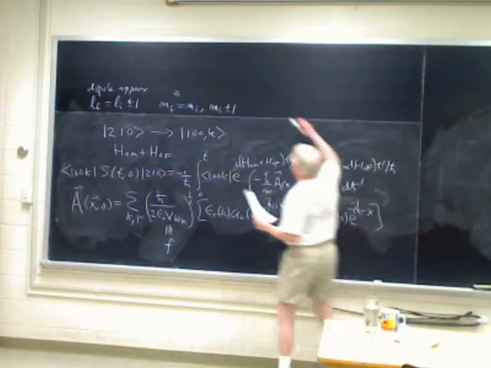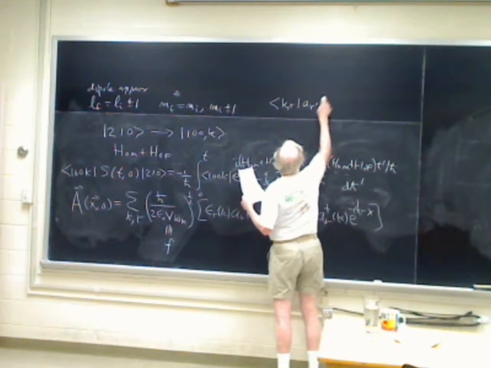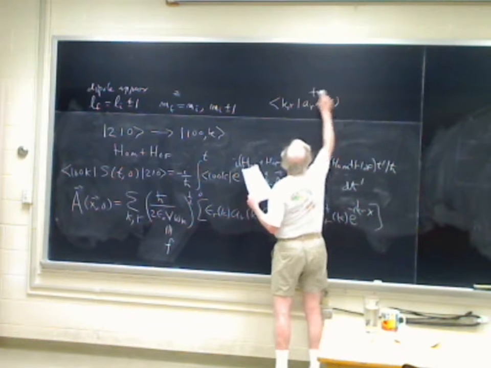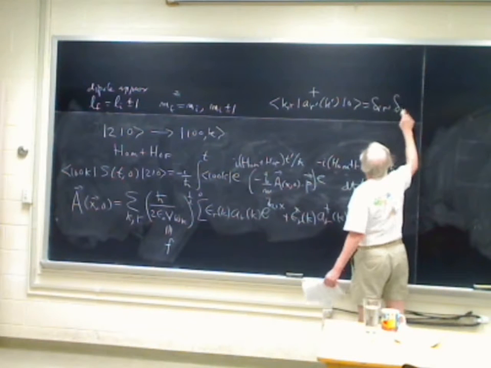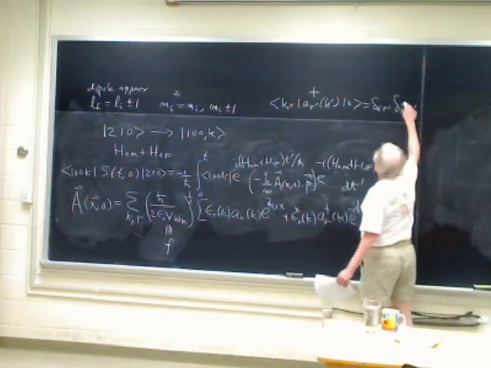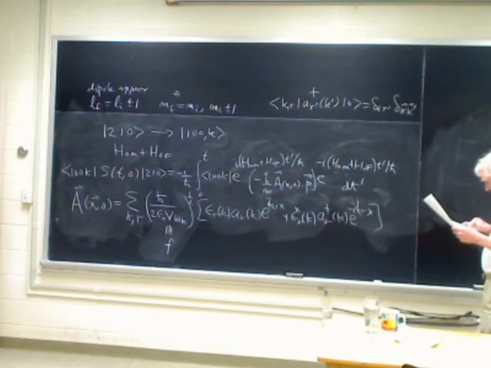Now remember, the annihilation and creation operators are such that this matrix element is delta r, r prime, delta k, k prime, and it's a Kronecker delta because we have box quantization. Otherwise it would be a delta cube of k minus k prime. And, wow, this typo propagates. It's really terrible. No, it doesn't. The next line. Okay.